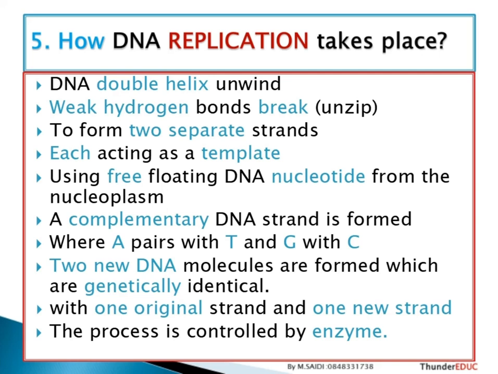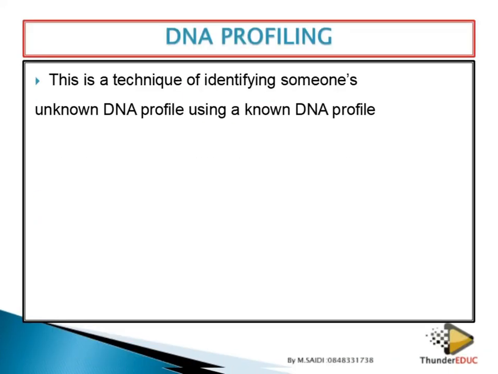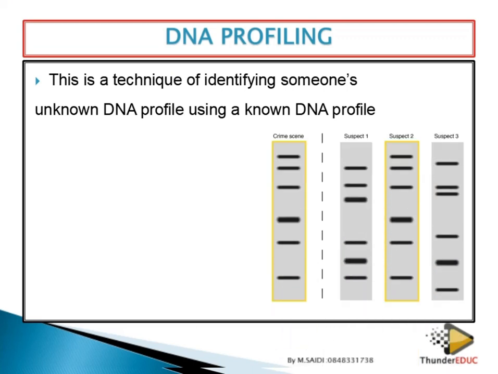Now, we then go to the second concept, DNA profiling. DNA profiling is a technique of identifying someone's unknown DNA profile using a known DNA profile. Then you can see here we have an example. We have a DNA sample that was found at the crime scene, and we have 3 DNA samples of 3 suspects who are thought to be one of the people who are involved in the crime.